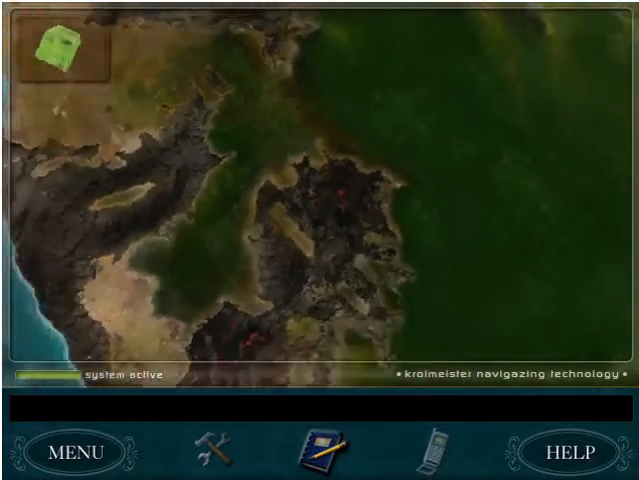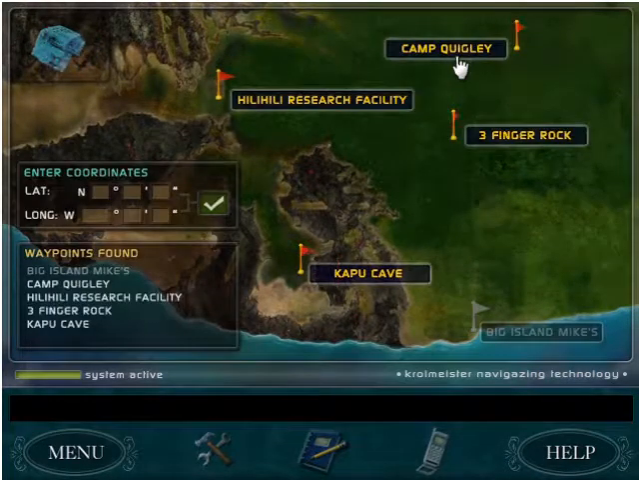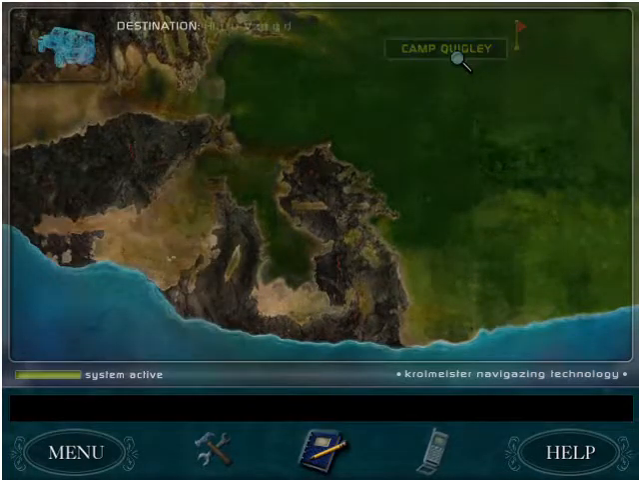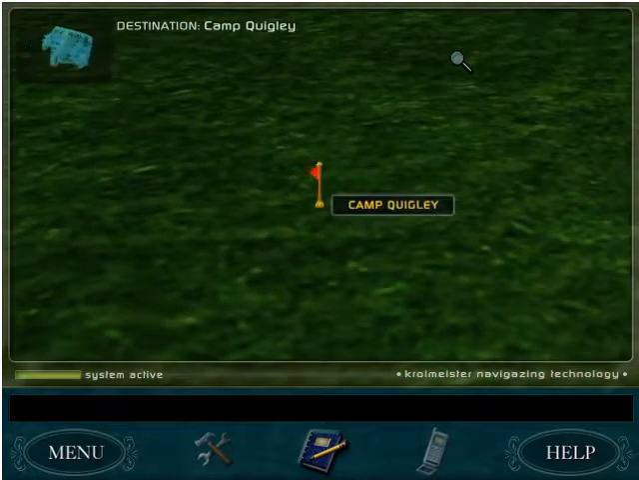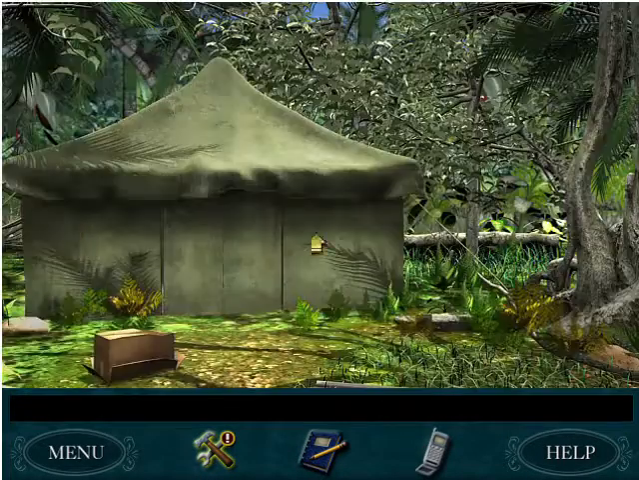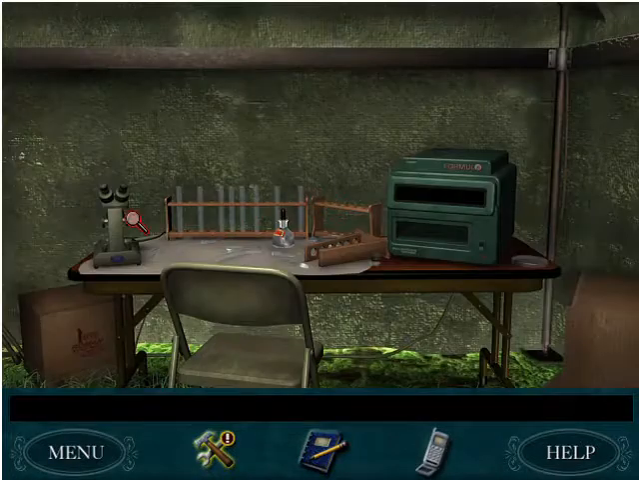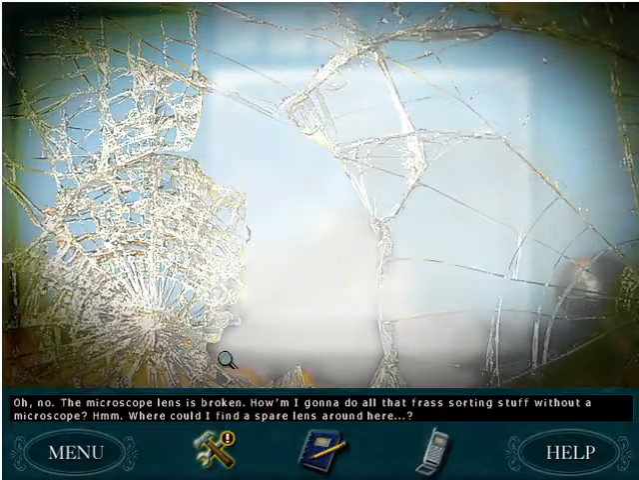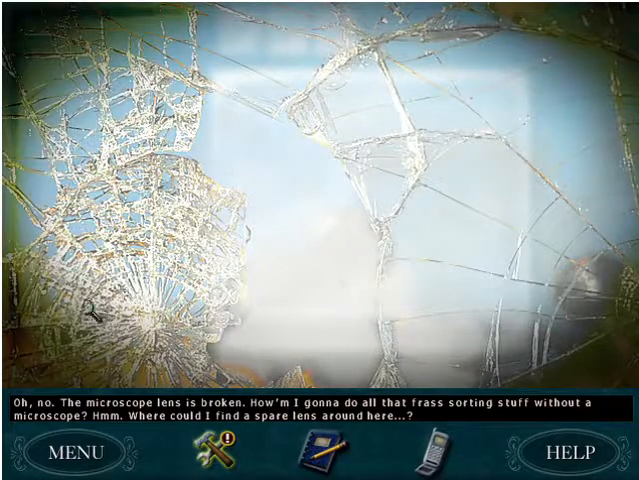Woot woot. Back to Camp Quigley. Okay. So now we take our little baggies of frass into the tent here. And we need... Oh no, the microscope lens is broken. How am I going to do all that frass sorting stuff without a microscope? Where could I find a spare lens around here?